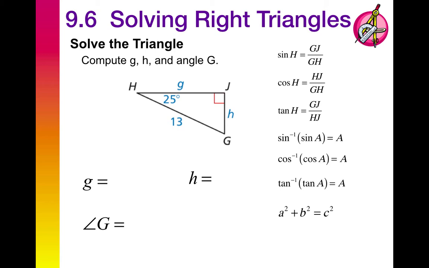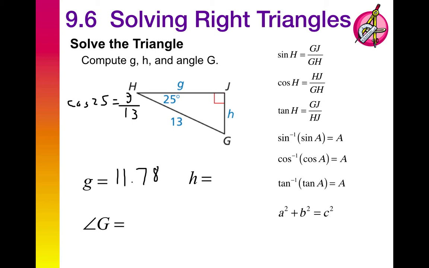So if I was to write this down, to get G, that is the adjacent side to the 25 degrees. So adjacent means I'm going to use the cosine. So I'll use cosine of 25 degrees is equal to the adjacent over the hypotenuse, which is G over 13. And when you work that out, then G turns out to be 11.78 approximately.